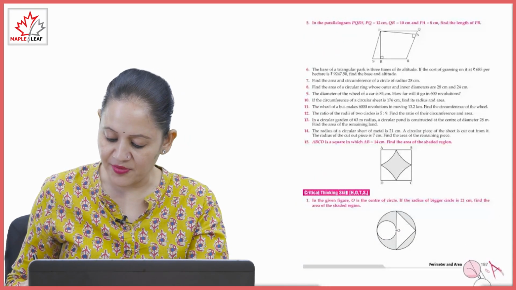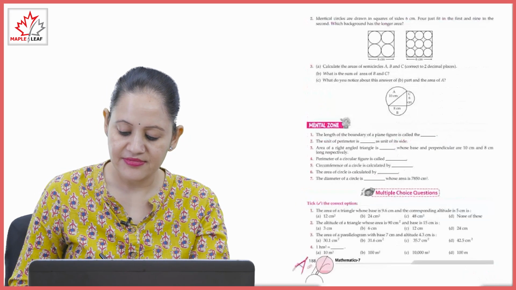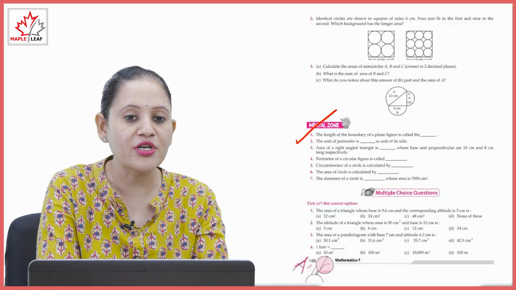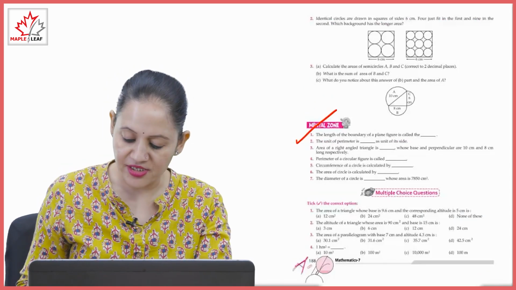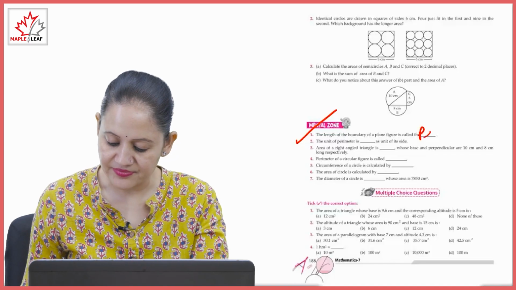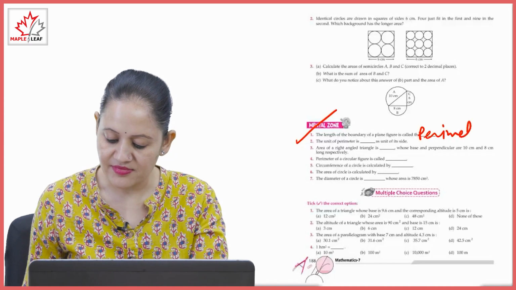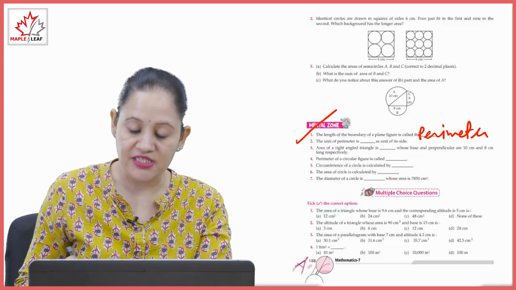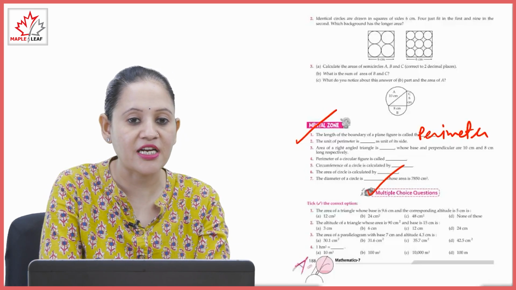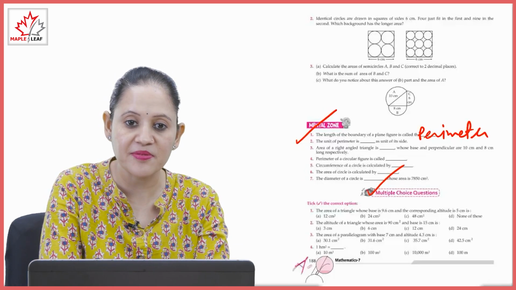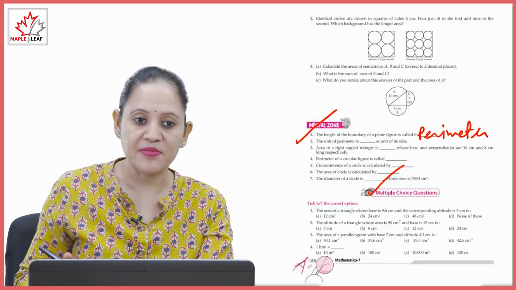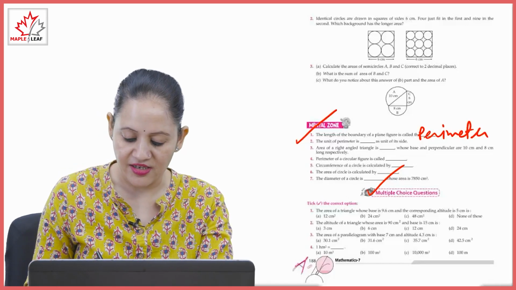You have to practice all these questions. Next is mental zone. The length of the boundary of the plane figure is called the perimeter. Next is multiple choice questions. Choose the correct answer. The area of the triangle whose base is 9.6 centimeter and the corresponding altitude is 5 centimeters. So we have to find the area.